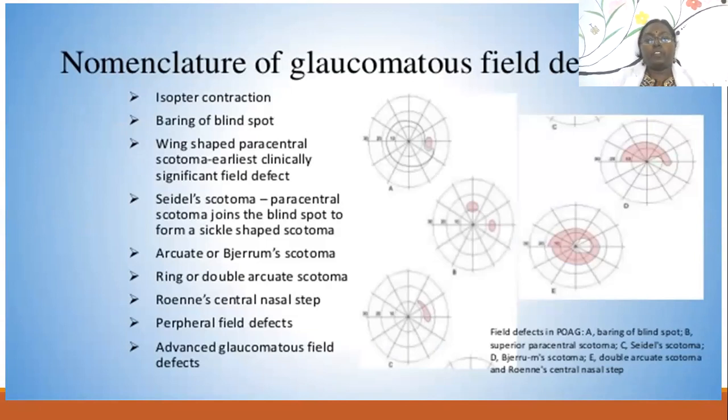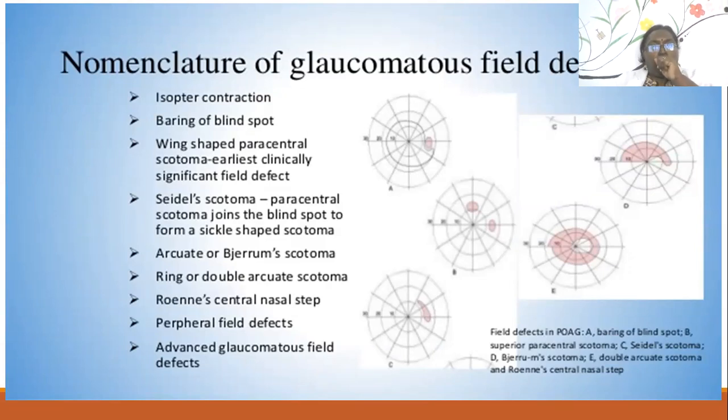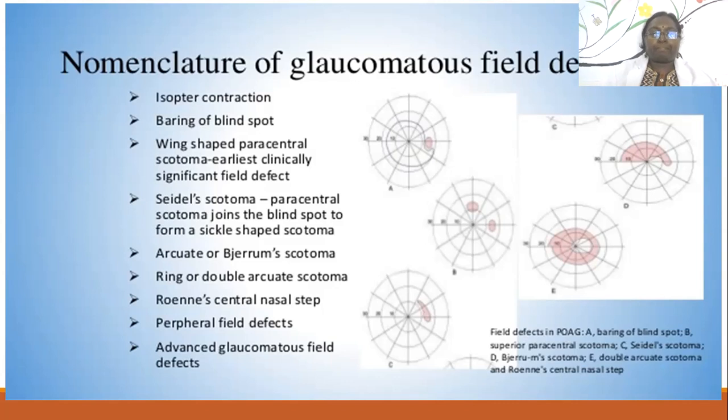What are the visual field defects in a glaucoma patient? Initially there is isopter contraction, and there is baring or enlargement of the blind spot. Wing-shaped paracentral scotoma is the earliest clinically significant field defect. Then there is the Seidel scotoma, where the paracentral scotoma joins the blind spot to form a sickle-shaped scotoma.